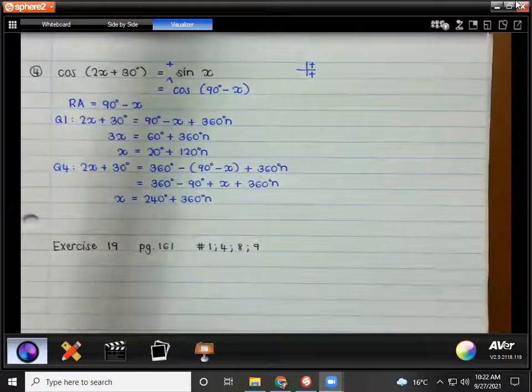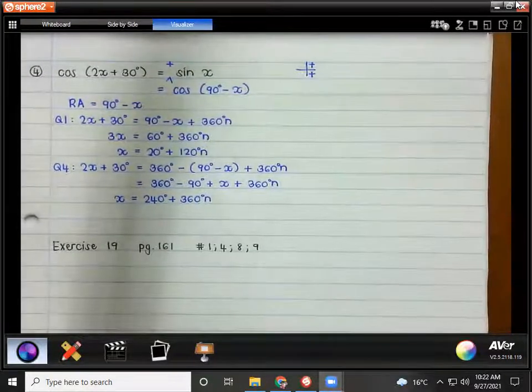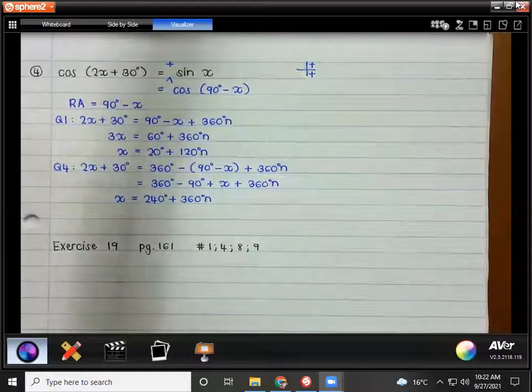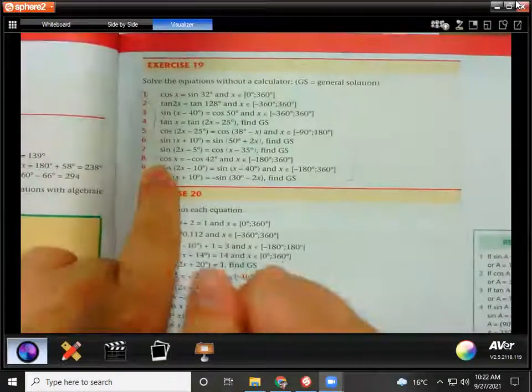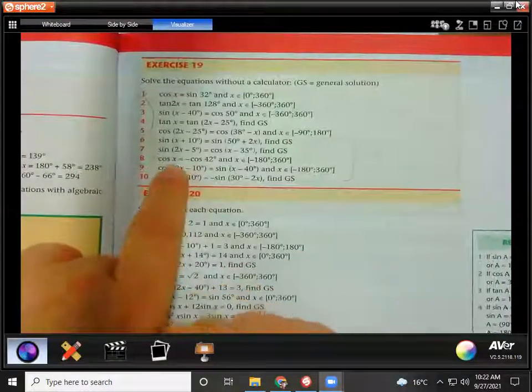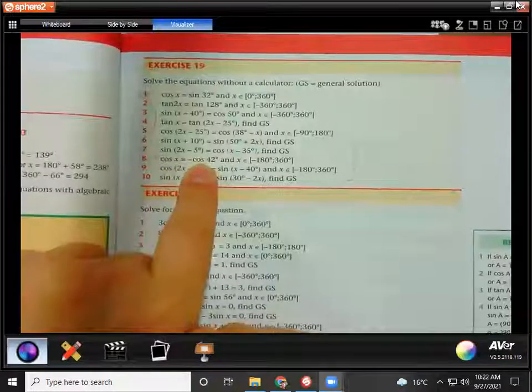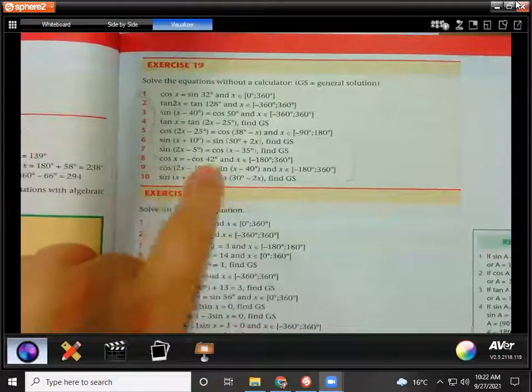Yeah, so it's just if there's a minus in front. So guys, let's quickly look at the exercise that you have to do. I just want to show you one where there is actually a minus. For number 8, sorry, that's very small, but can you see there? It says cos x is equal to negative cos 42. Right? Do we notice that?